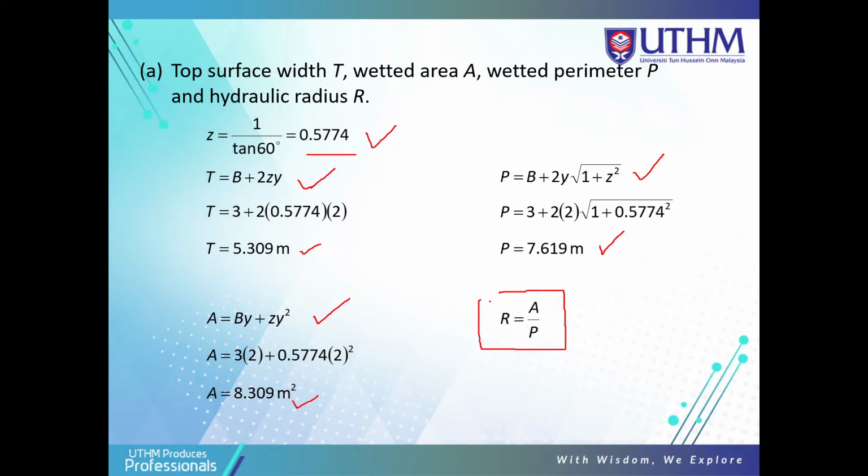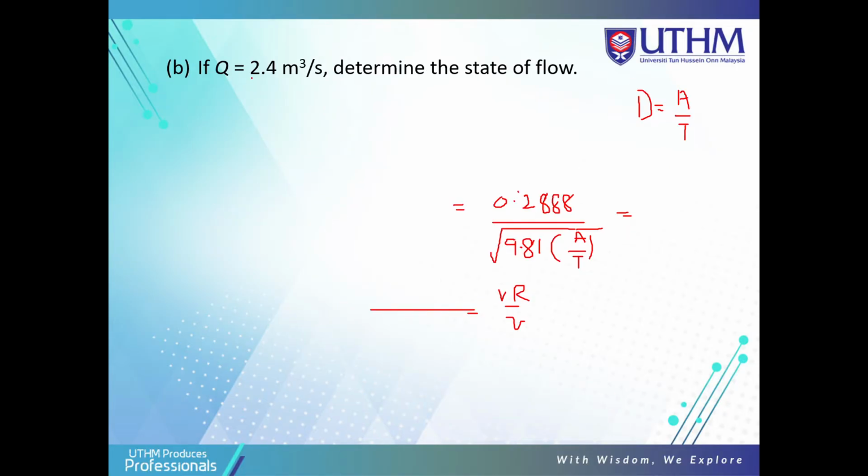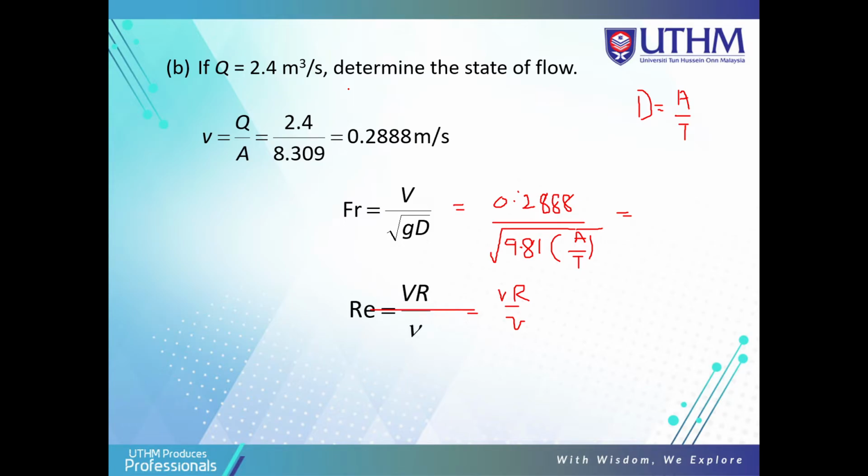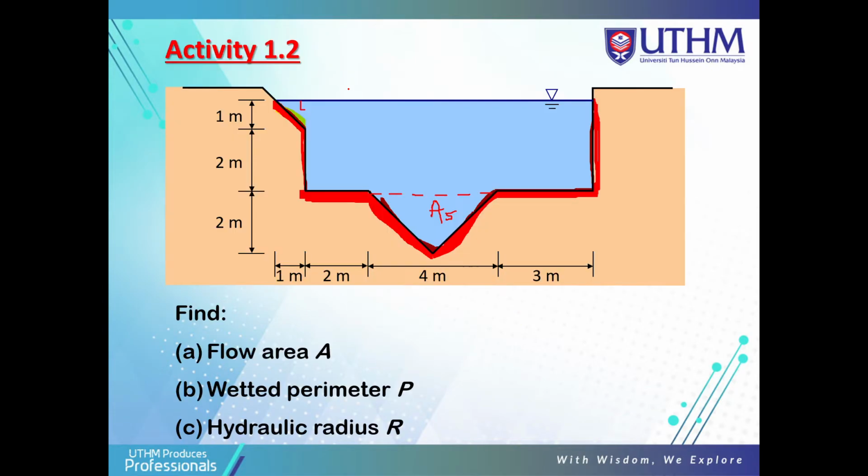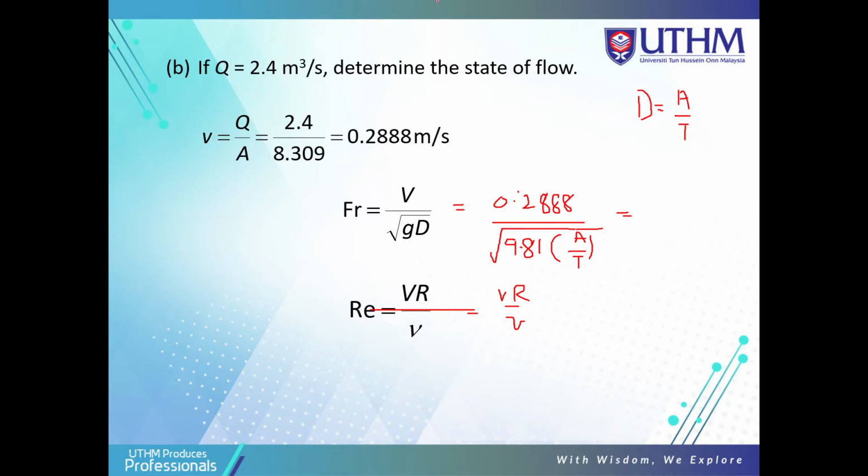So you get R is equal to 1.091 meter. If Q is equal to 2.4 meter cubic per second, they give you that here, so you get the value here. For the velocity V, we know that velocity is equal to Q over A. You get the velocity 2.4 divided by 8.309, so you get this value.